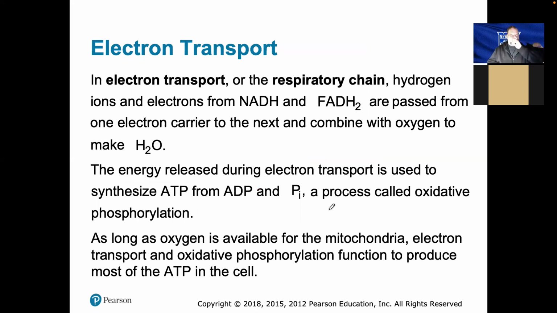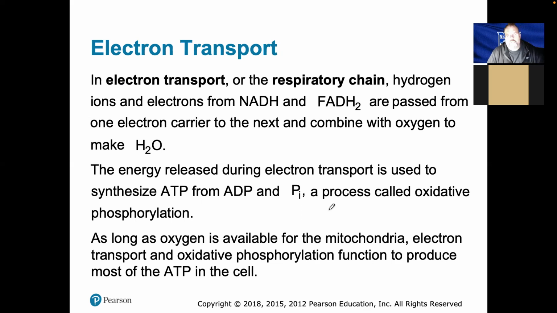Electron transport. In electron transport, or the respiratory chain, hydrogen ions and electrons from NADH and FADH2 are passed from one electron carrier to the next and combine with oxygen to make water. Unfortunately, if you ask me to really break this all down for you, this is not one of my strong points. I get the whole electron transport thing. Again, something you do not have to memorize, but we'll go over it quickly.